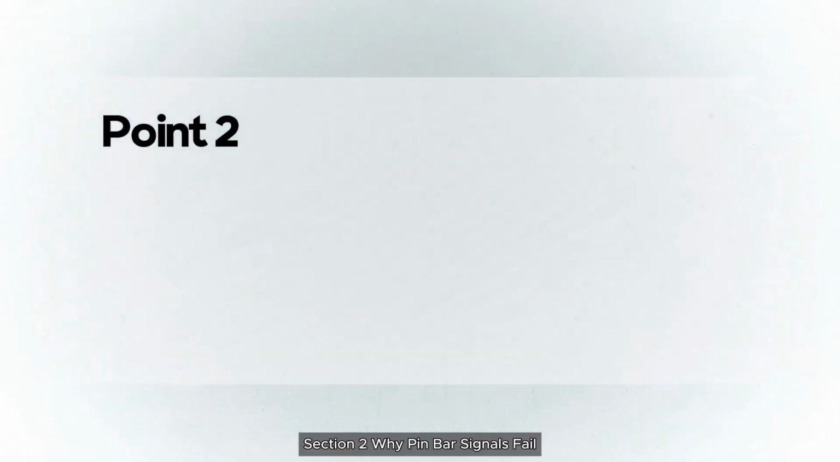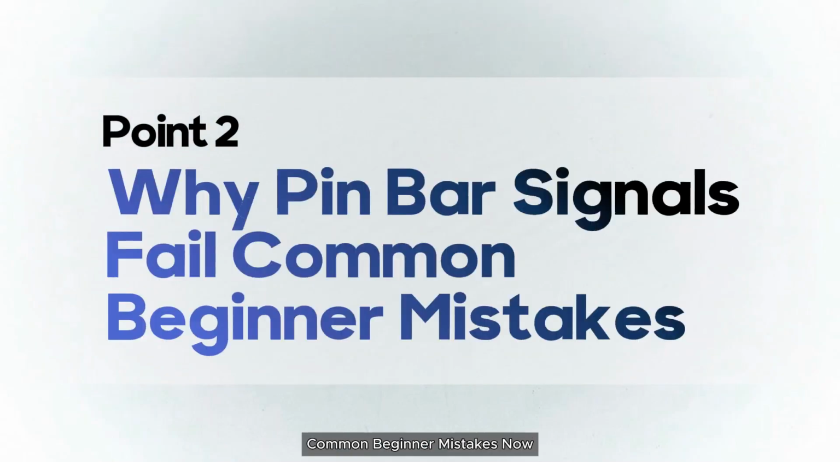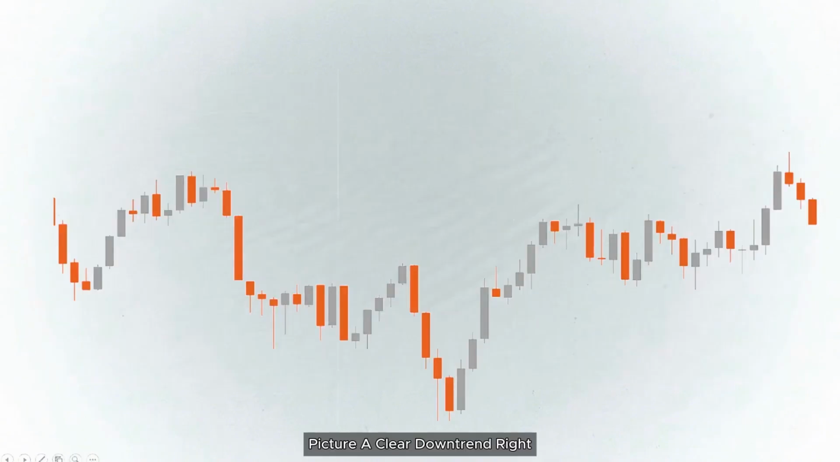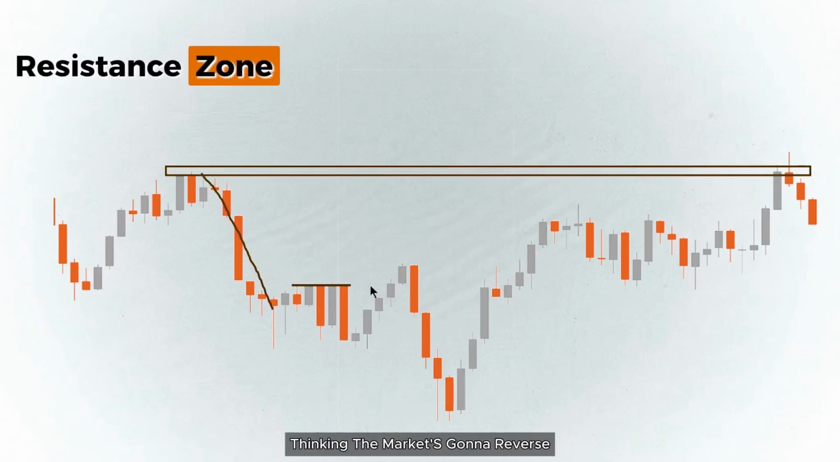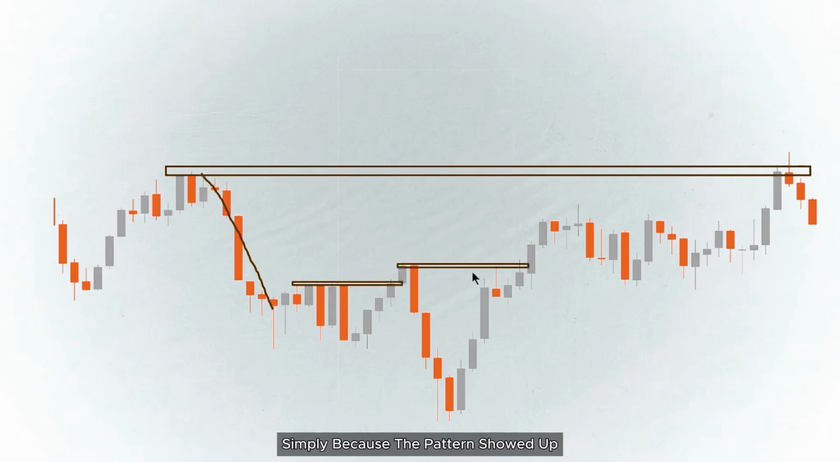Section 2. Why pin bar signals fail. Common beginner mistakes. Now, what's really interesting about this slide is that the difference between amateur and professional trading really just comes down to context. Picture a clear downtrend, right? And suddenly, a beautifully shaped bullish pin bar forms, just out of nowhere. The amateur immediately hits buy, thinking the market's going to reverse simply because the pattern showed up.